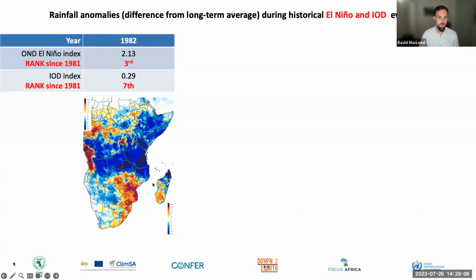Where it's blue, it's wetter than normal. Where it's orangey red, brown, it's drier than normal. So we see wetter than normal in East Africa, drier than normal mostly in the eastern half of Southern Africa, limited impact in the west.